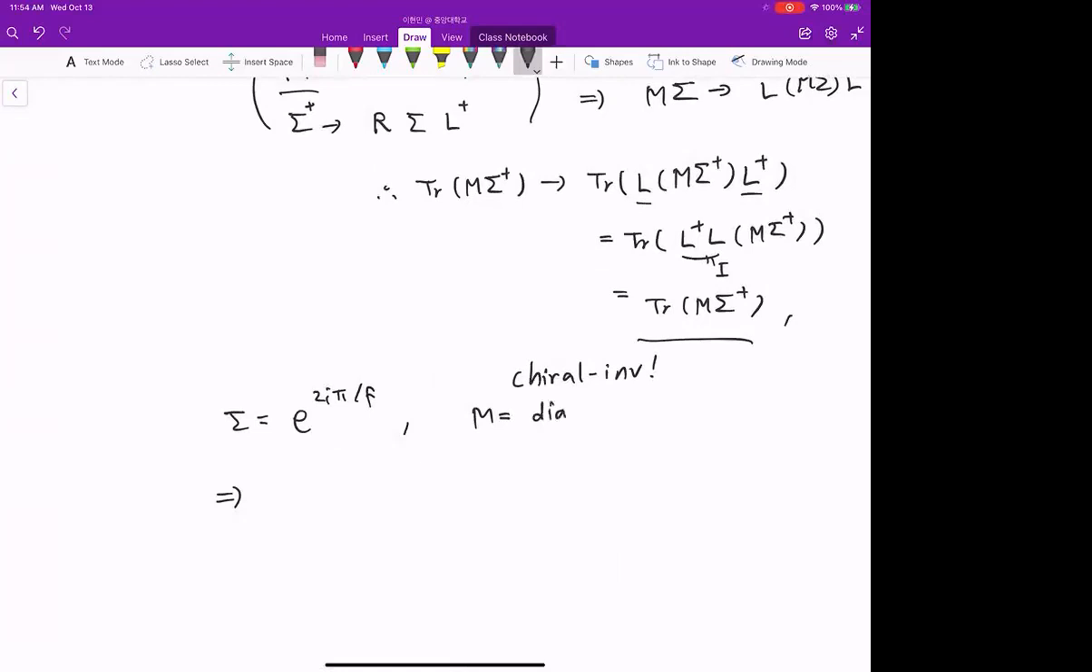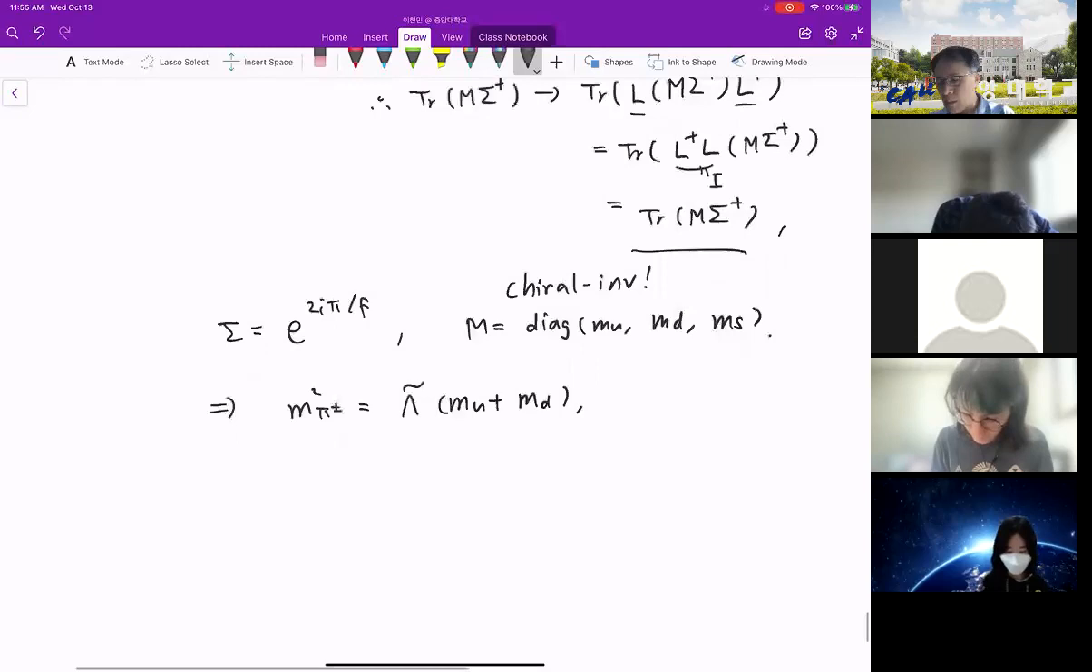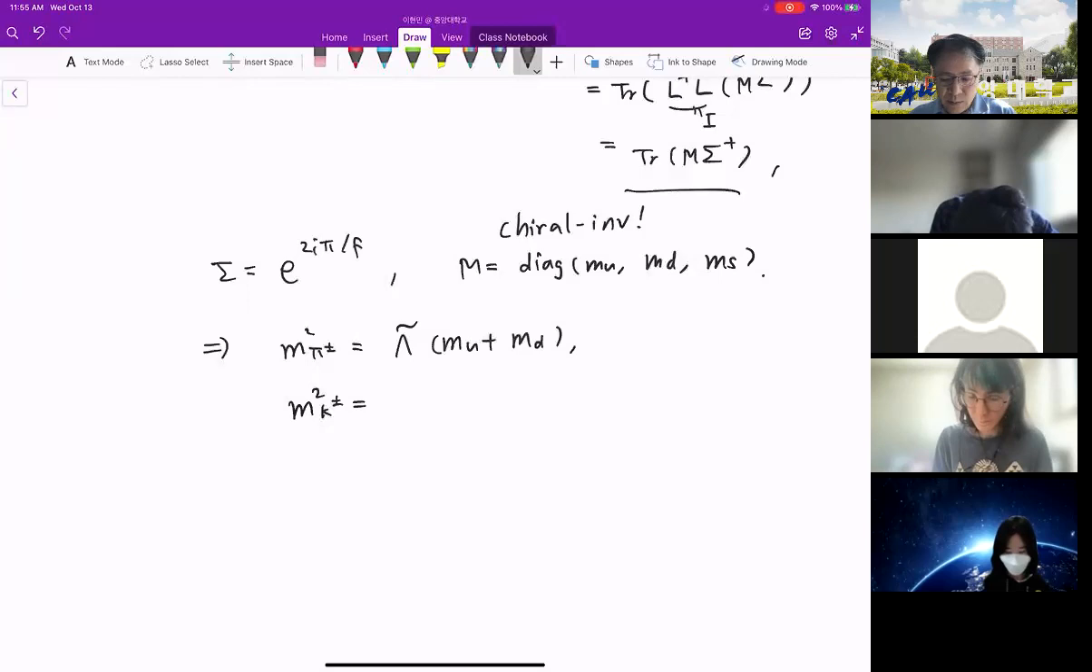Then from there, you have the charged pion mass, with lambda tilde times the sum of the u and d quark masses. It's so hard. Why is it so hard? So it's not good. So I need to put.